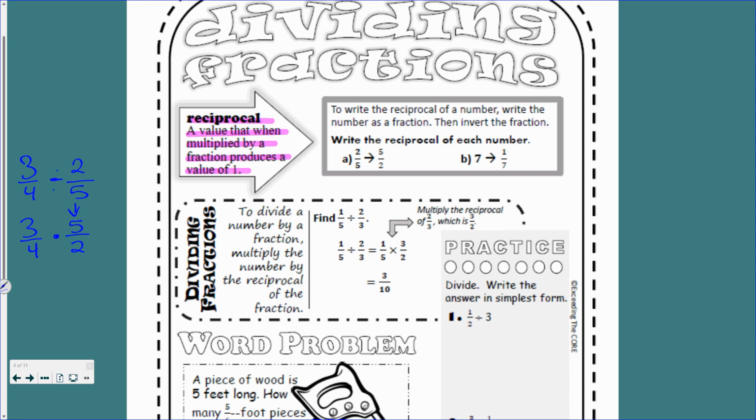You cannot divide across like you multiply. Words are hard today. You have to keep, change, flip.